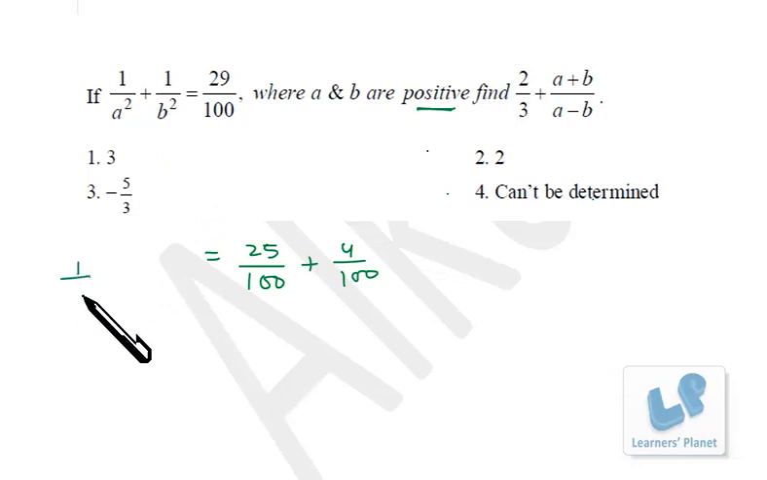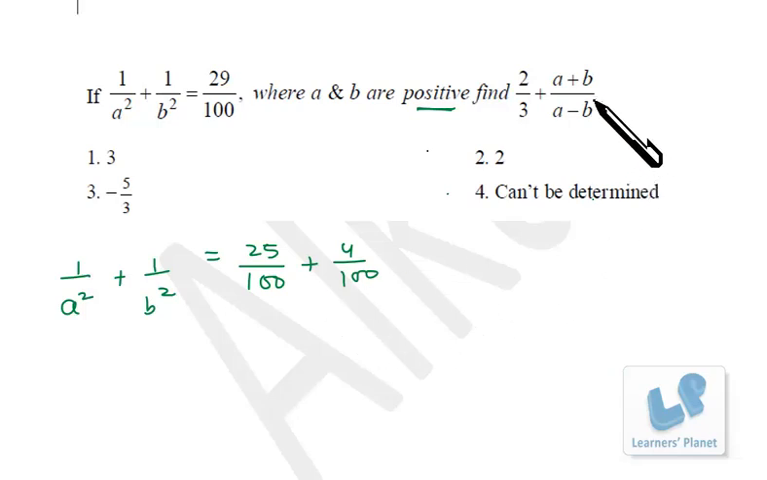So this is precisely, no need to write, but I'm just writing for you for your reference. 1 upon a square may be 25 by 100, and 1 upon b square may be 4 upon 100, or this or this, right? So we cannot get the unique values of a and b. We know that both of them are positive. So a may be 5 by 10 and b may be 2 by 10, or a may be 2 by 10, b may be 5 by 10. Okay, the square root of these two, since we just have to take the positive values.